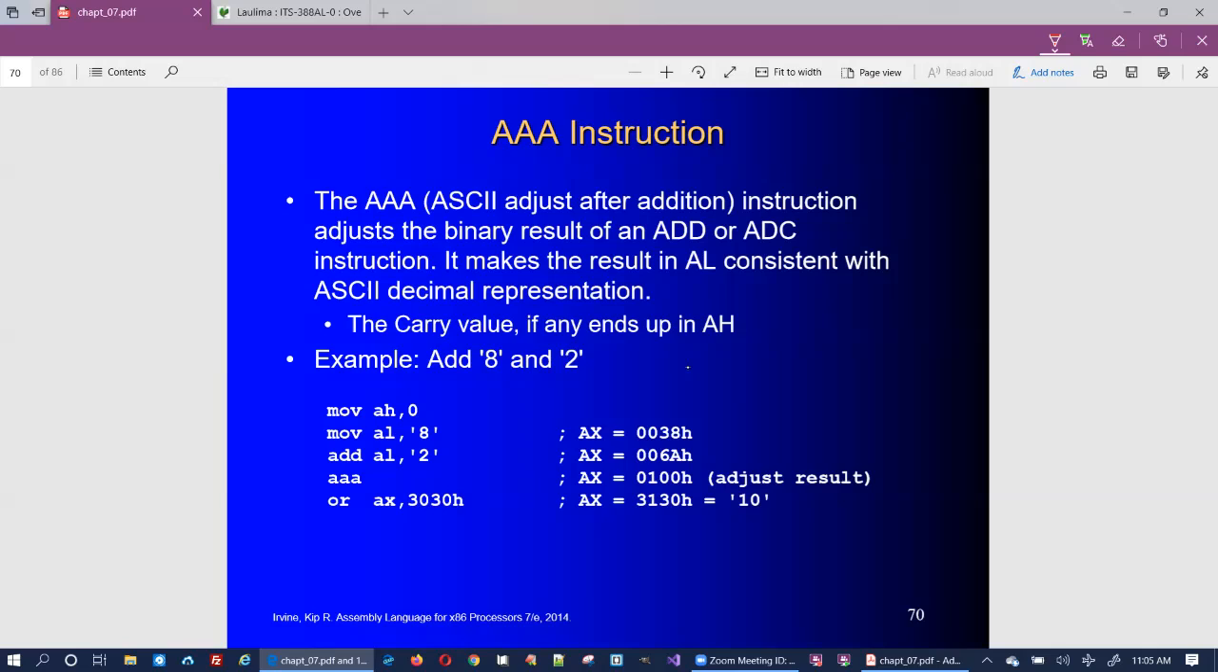So we have this ASCII adjust after addition instruction. That's what AAA stands for. It adjusts the binary result of an add or an add with carry instruction. So you use add or add with carry on these ASCII characters, and then you do this ASCII adjust, and it brings it back to a set of ASCII characters again.